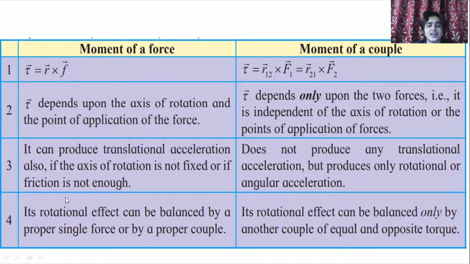So if a single force is acting on a body, its rotational effect can be balanced by a proper single force. And if a moment of a couple is acting on the body, a couple can also stop the rotation. If the rotational effect of a couple is acting, it will be balanced only by an equal and opposite couple. To stop the rotation produced by a single force, a single force or a couple will do, but to stop the rotation produced by a couple, you need an equal and opposite couple only.